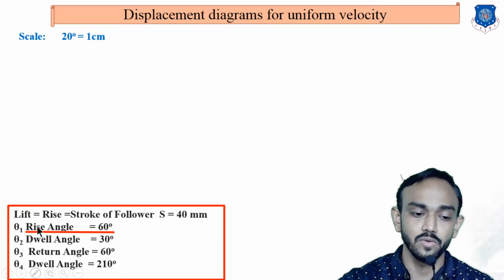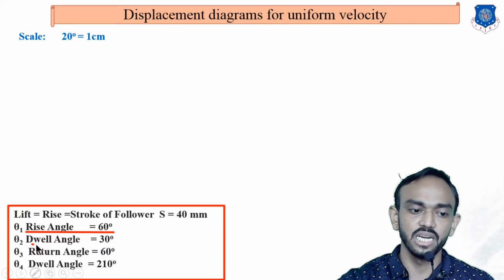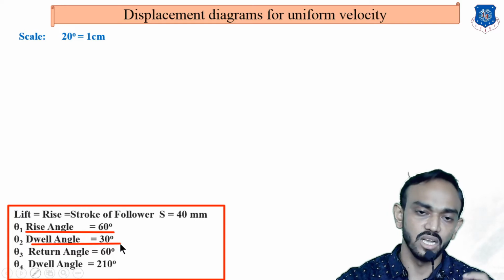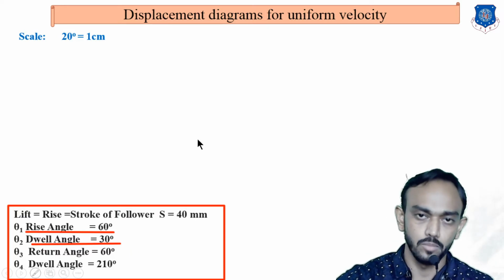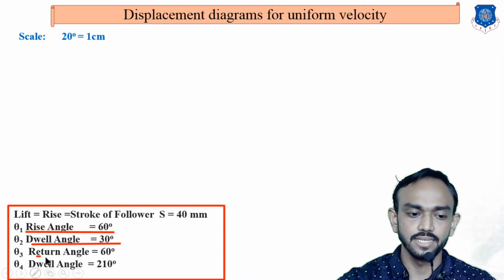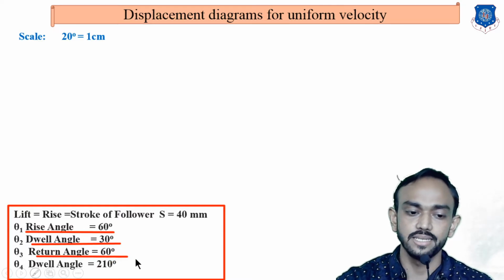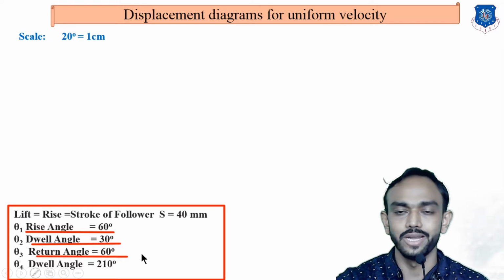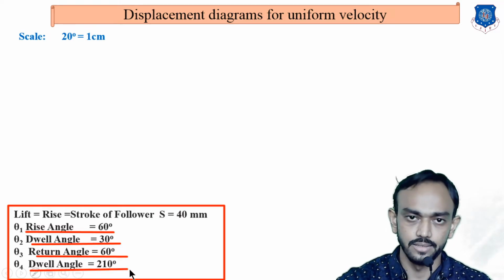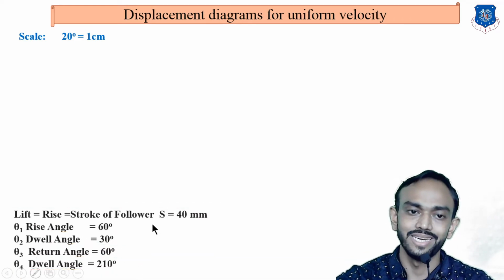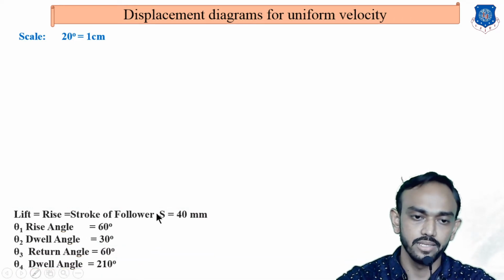That's why it is known as the rise angle. After that there is a dwell, and for that 30 degree the follower will stay at the top position, and after that there is a returning angle, means after that 60 degree it will move in the downward direction, and the remaining angle is the dwell angle. So let's start the displacement diagram and see how we can make it.